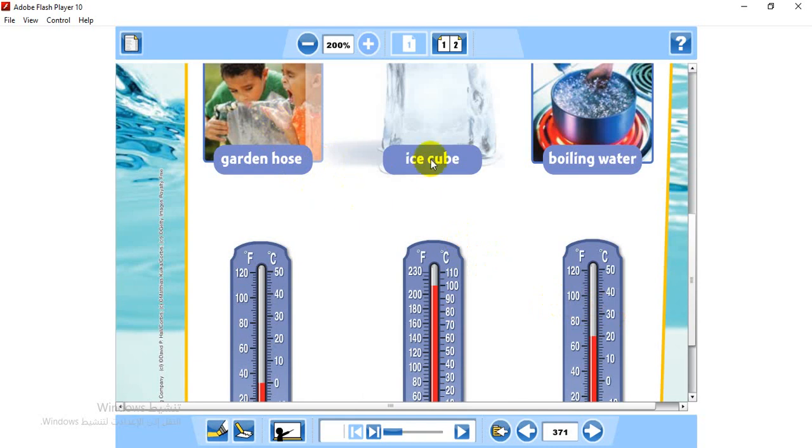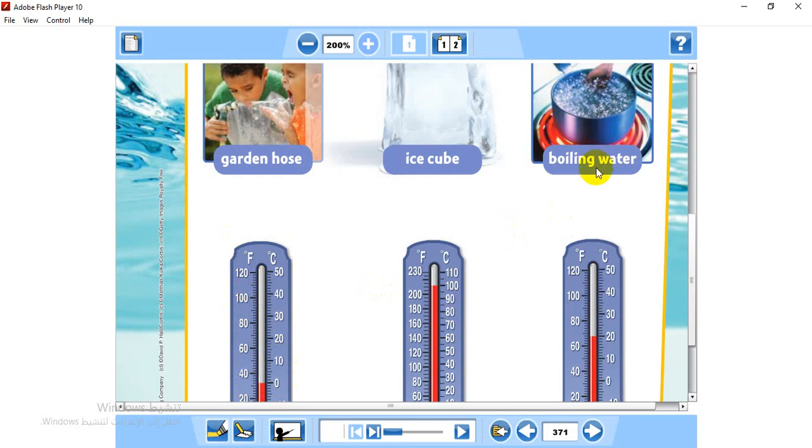Okay guys, what about the ice cube? The ice cube starts to melt at which degree? I told you from 0 and less than 0. So we have to match the ice cube with this one. Because now see, the temperature is what? At 0 Celsius degrees, or what? 32 what? Fahrenheit. 32 degrees Fahrenheit. 0 Celsius degrees or 32 degrees Fahrenheit.